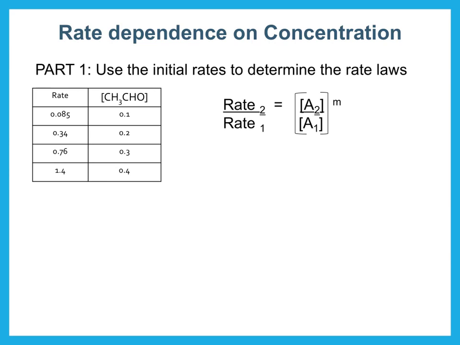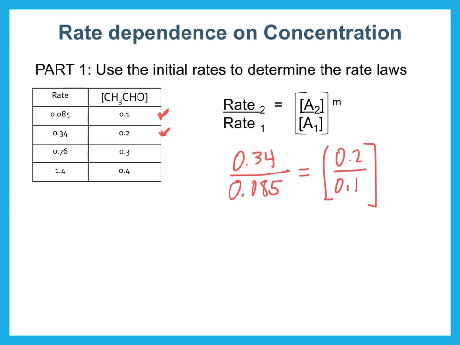So for instance, let's take the value for the second piece of data and compare it to the value for the first piece of data. It's your choice. You should be able to compare any two pieces of this data and get the same answer. You can go back and check me later if you'd like. So we're going to take 0.34 over 0.085 equals the concentration at 2, which is 0.2 over 0.1, and we're going to raise that whole thing to a power of m. We are solving for m. m is the rate order and the exponent.